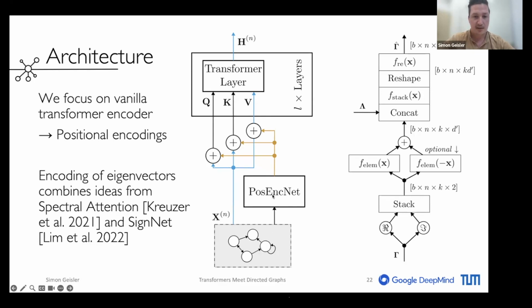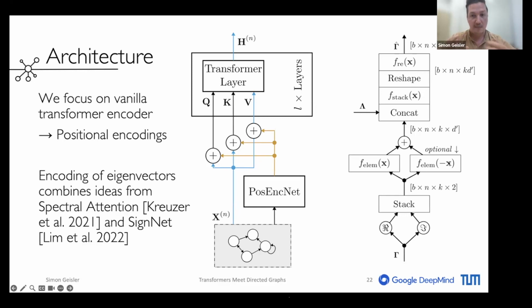And for this positional encoding, we basically follow some ideas from spectral attention by Kreutzer et al. and SignNet by Lim et al. and adapt this to our setting. So here we have the subset of the eigenvectors. We split up the real and imaginary part and stack those two. That's, I would argue, the same as we've done with the sinusoidal positional encodings all along.